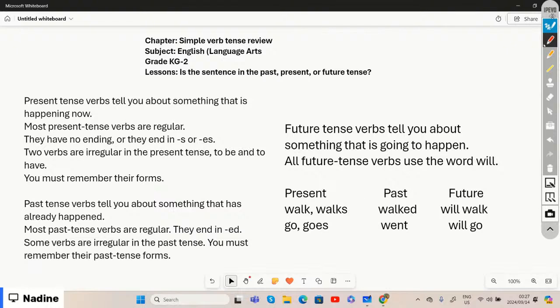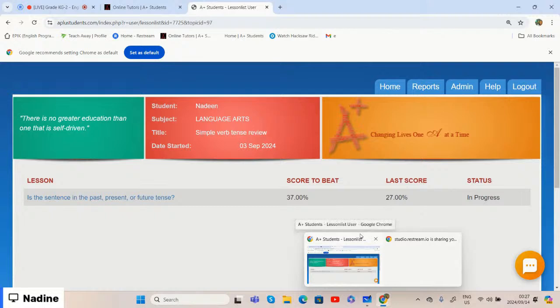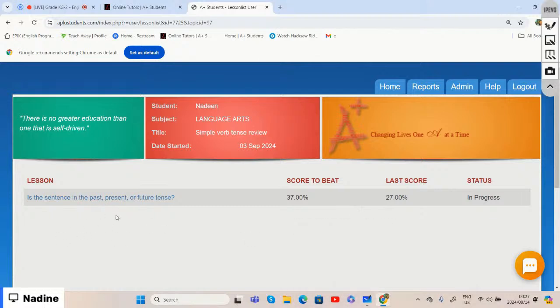All right, so now we're going to a+students.ca. Our chapter is simple verb tenses, and we are going to grade 2. The lesson that we are focusing on now is whether the sentence is in the past, present, or future tense. So we are going to identify that.